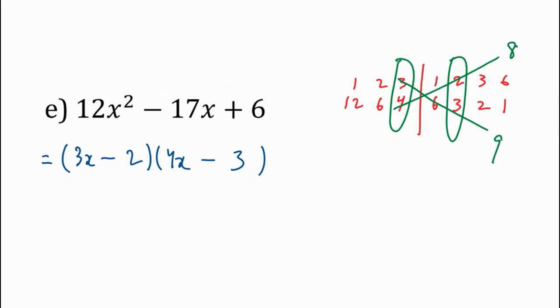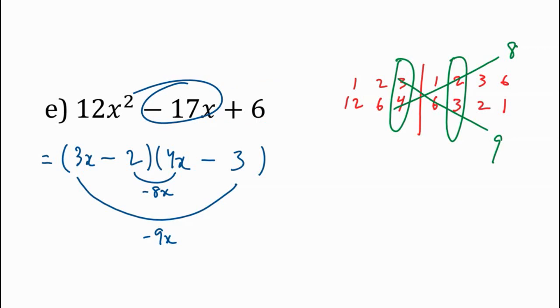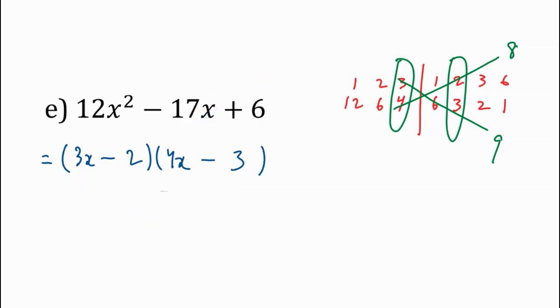And as I said, if you can check, it's always a really good idea to check. So 3x times 4x sure is 12x squared. Negative 2 times negative 3 sure is positive 6. And this is the bigger one, negative 9x and negative 8x. Add them together, negative 17x. Okay, so I got it.